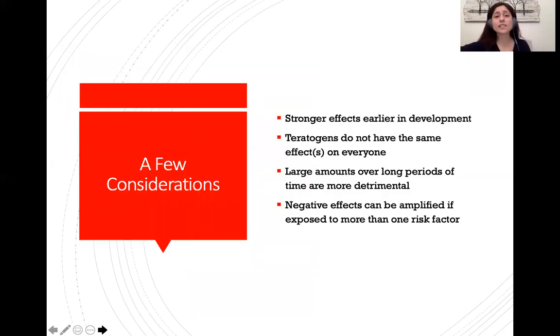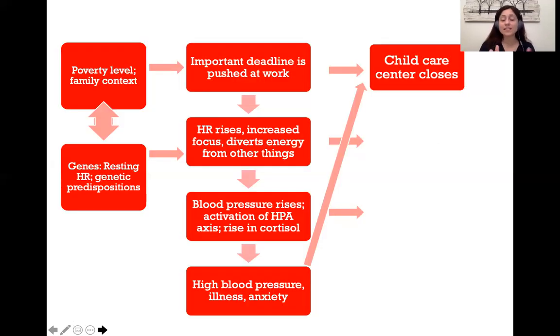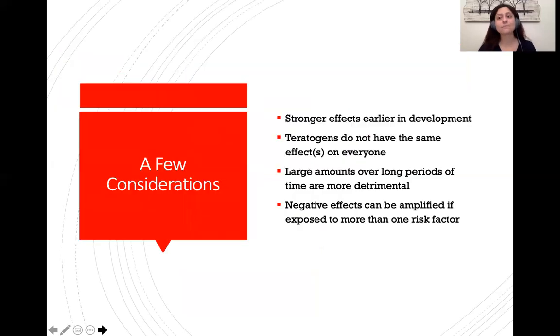Now, there are a few things to consider here when looking at stress and the effects of stress on the body and subsequently on the developing baby. So, if we go back to this example here, now add on that this person is pregnant, right? Now all of this stuff that the body is doing is also affecting the developing baby, right? Now they're being exposed to those high levels of cortisol and that high blood pressure and that anxiety and all of that stuff, right? And that's not healthy.